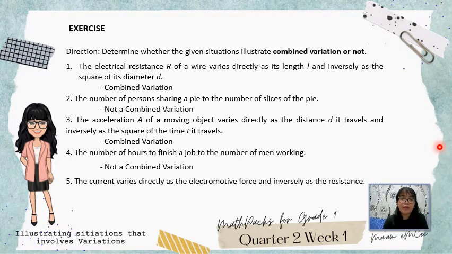And then for the fifth one, the current varies directly as the electromotive force and inversely as the resistance. So there is the presence of the direct variation and inverse variation.